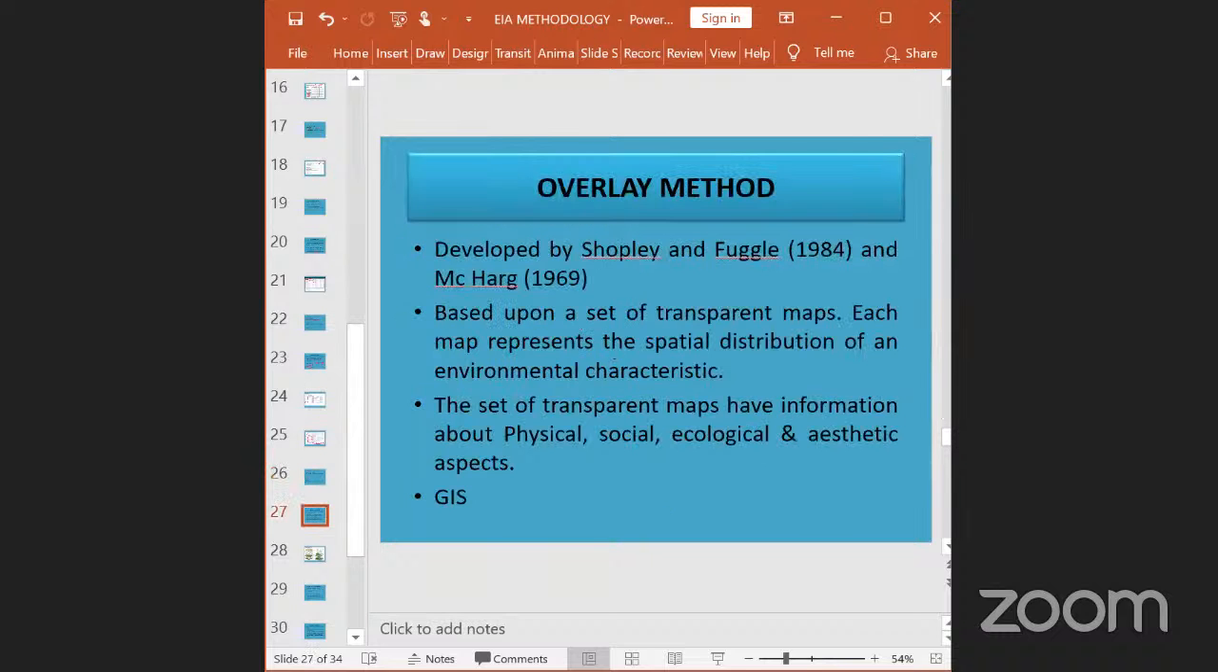And the next one is the overlay method. The overlay method was developed by McHarg in the year 1969, and Shapley and Fugel in 1984. Overlay methods involve preparation of a set of transparent maps. Each map represents the spatial distribution of an environmental characteristic.